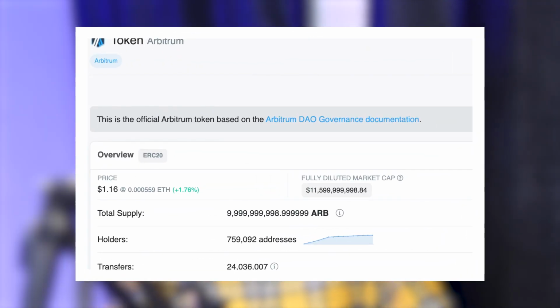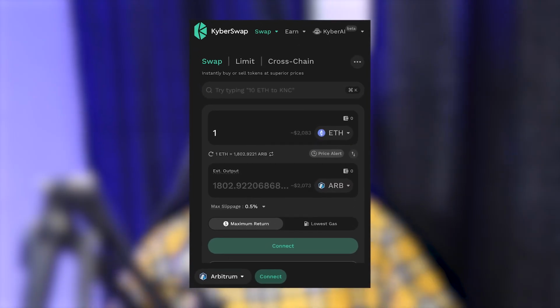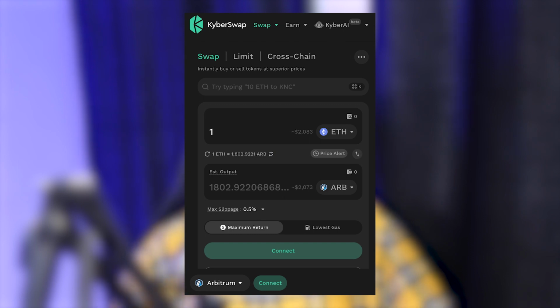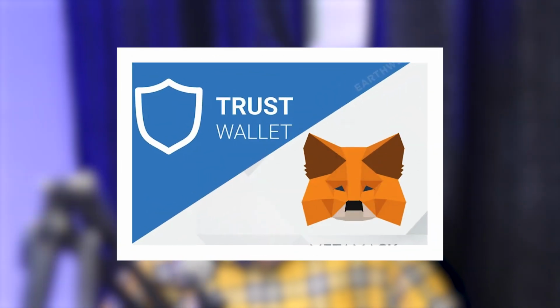To participate in Arbitrum governance, you will need to hold ARB tokens. ARB is the native token of the Arbitrum ecosystem, and it is used for voting on proposals and influencing the network's direction. You can acquire ARB tokens through various decentralized exchanges such as KyberSwap or other platforms that support Arbitrum. Make sure you have a cryptocurrency wallet that can interact with the Ethereum network in order to get your tokens. Popular wallets for Ethereum include MetaMask or Trust Wallet, and they are compatible with Arbitrum.